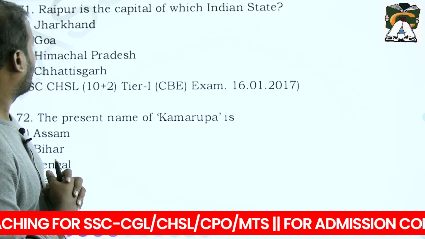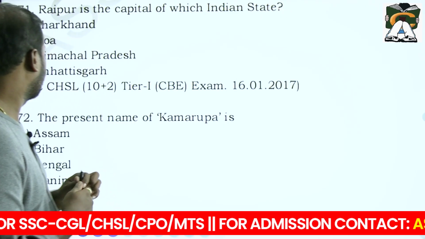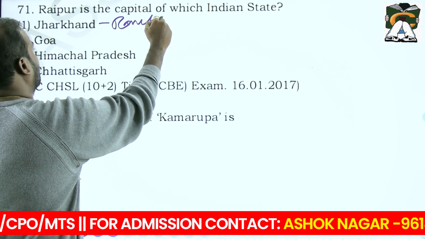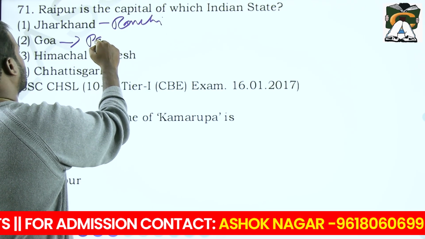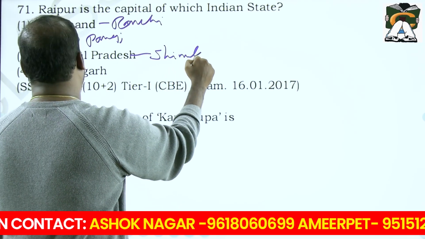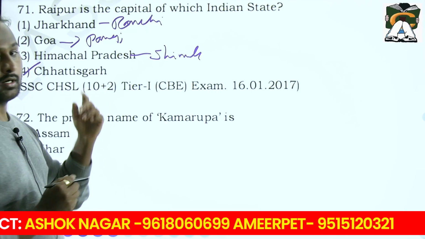Next. Raipur is the capital of which Indian state? You know, Jharkhand, Ranchi; Goa, Panaji; Himachal Pradesh, Shimla. Obviously, your answer is Chhattisgarh, Raipur.